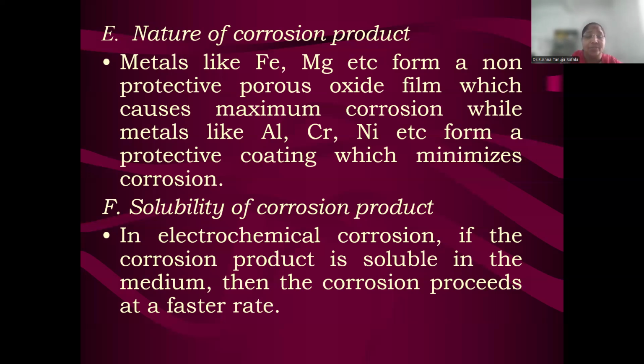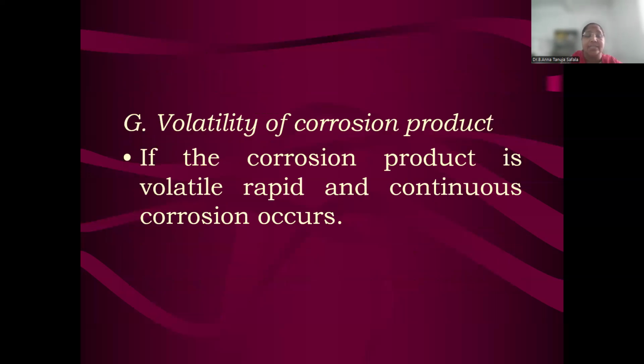Then if we come to the other factor, that is volatility of corrosion products. If the formed corrosion products are volatile in nature, the rate of corrosion will be greater because again and again the metal surface is exposed. Volatility means readily evaporate. So the corrosion product is readily getting evaporated, and again and again the metal surface will be exposed to the environment. So there will be corrosion taking place again and again.